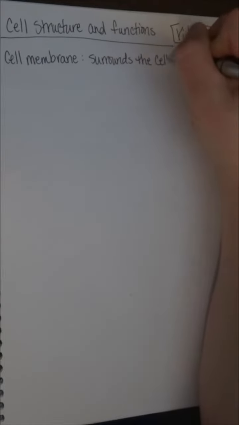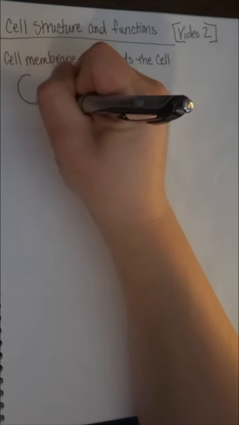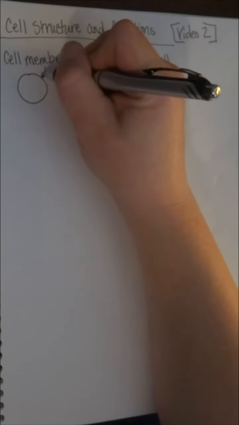Now, the first one that we will be discussing is the cell membrane. And the cell membrane is what surrounds the cell. So this surrounds the cell, and I will just draw the circle. And so this is the cell membrane.